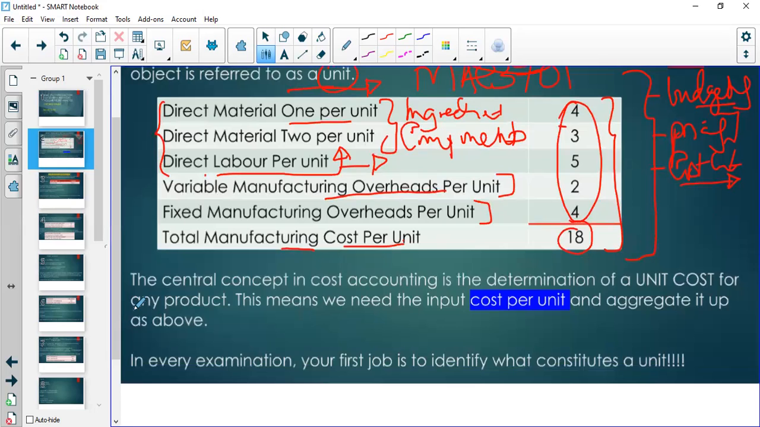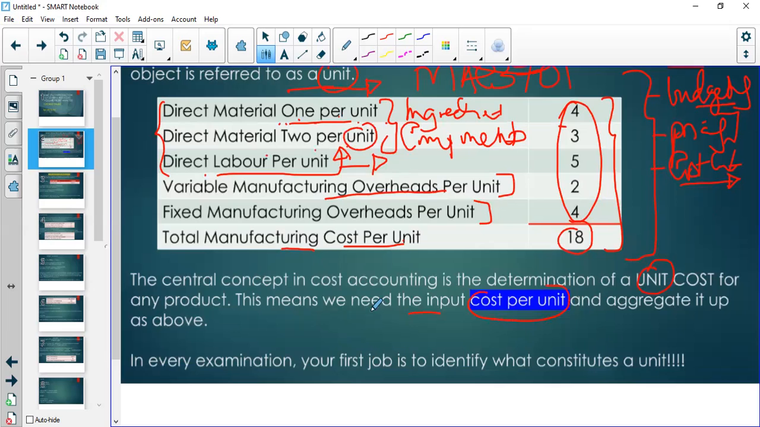And remember, this cost is being determined on a unit, right? And so, of all the input we need to determine the input cost per unit. Direct material 1, the cost of direct material 1 per unit. The cost of direct material 2 per unit. Everything should be per unit if the unit is our cost object. All right. So that is what we do.